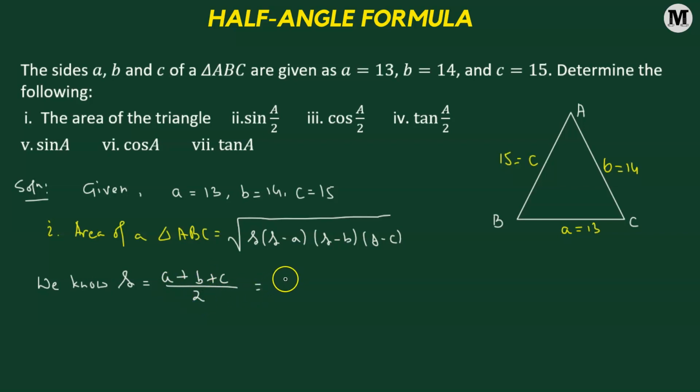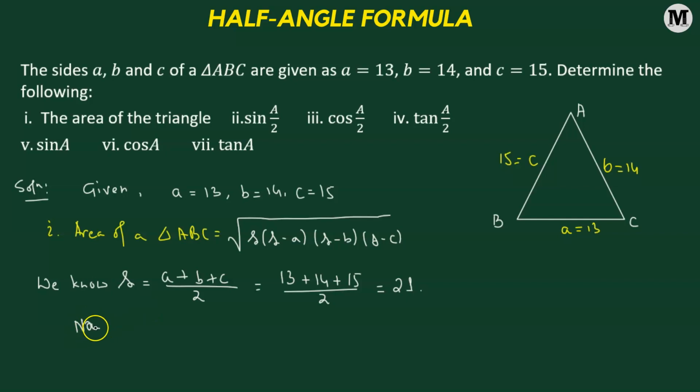So what's a plus b plus c? Here we have (13 plus 14 plus 15) divided by 2. That's going to give us 42, so 42 over 2 is going to be 21. So 21 is going to be the semi-perimeter of the triangle ABC. Now let's substitute this value to find out the area.